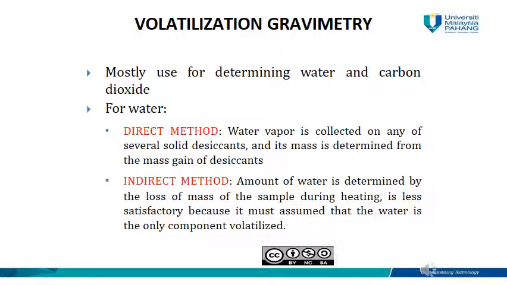Next is the indirect method. For instance, we do heating, and we can easily determine how much water is lost from the sample. So we can also determine this by using the heating process.